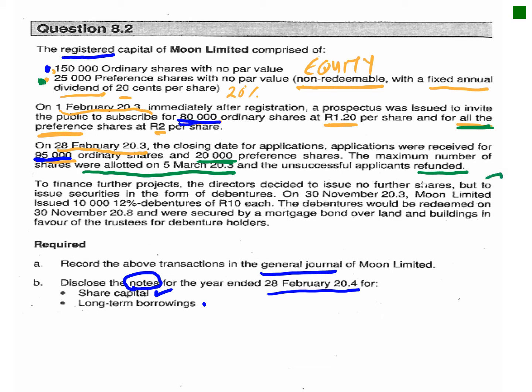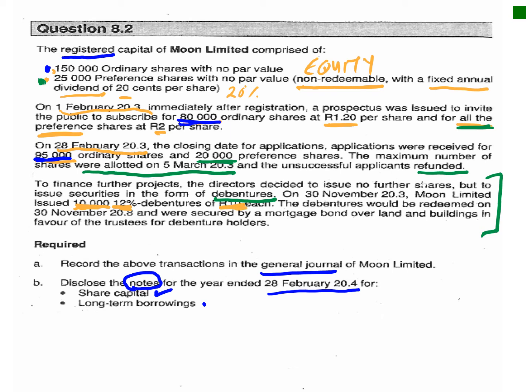The next part of the question has to do with liabilities. This is debentures that get issued. So debentures are a type of liability that you issue to debenture holders. These are people who want to invest in a business but want to get their money back and want to have a definite amount of interest that they earn. So the company decided that they wanted to finance further projects, and the directors decided they didn't want to issue further shares. So they issued securities in the form of debentures. So that means that Invested can buy debentures. On the 30th of November 2003, they issued 10,000 12% debentures. That's the interest rate on the debentures.